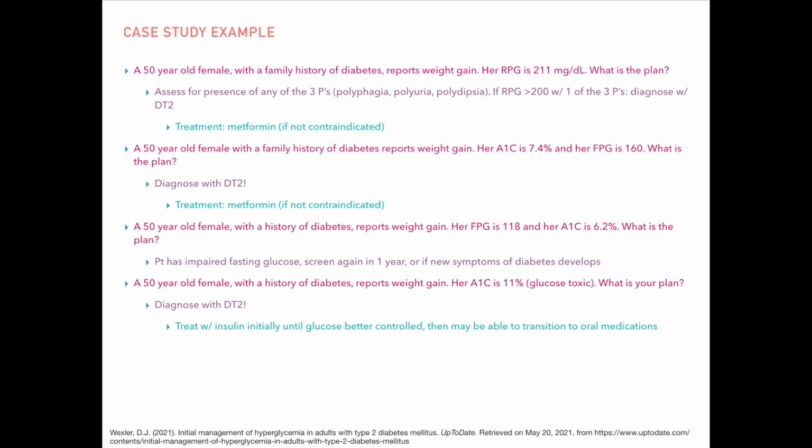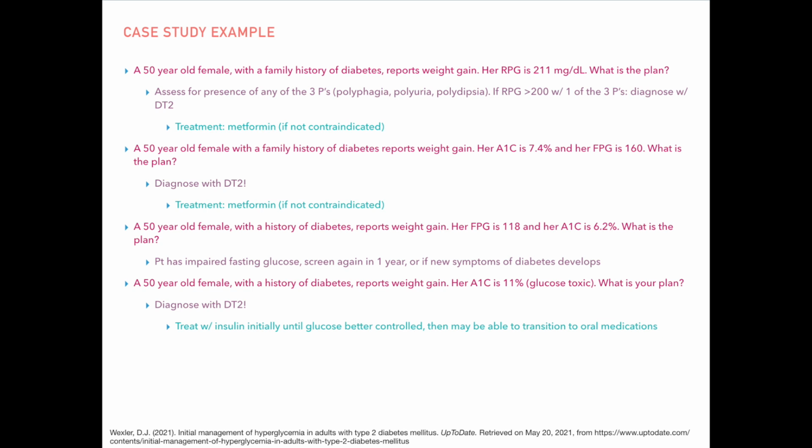So if we have a patient presenting with a random plasma glucose above that 200, first, before we diagnose them with type 2, we need to first assess if they have any of those three Ps. If they do, if they have polyphagia, polyuria, polydipsia, any of them, bam, slap type 2 diabetes on them. Treatment for that is going to be metformin if it is not contraindicated. And in the next slide, we'll go into metformin more thoroughly, but just for reference, this is where you would start with that patient generally.